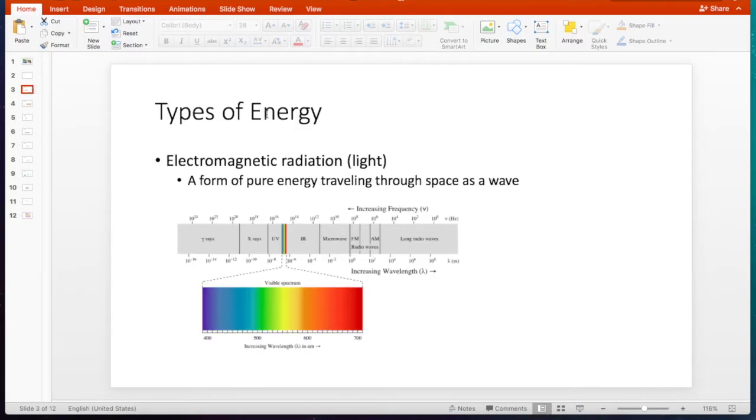The first type of energy I want to talk about is one that we interact with every day. We could not get very far without it. Electromagnetic radiation. That's just a fancy scientific word for light.